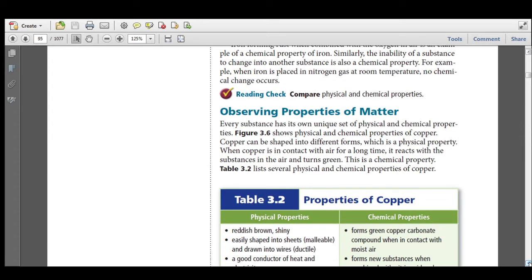Every substance has its unique set of physical or chemical properties. Copper can be shaped into different forms, which is a physical property. When copper is in contact with air for a long time, it reacts with the substances in the air and turns green. This is a chemical property.